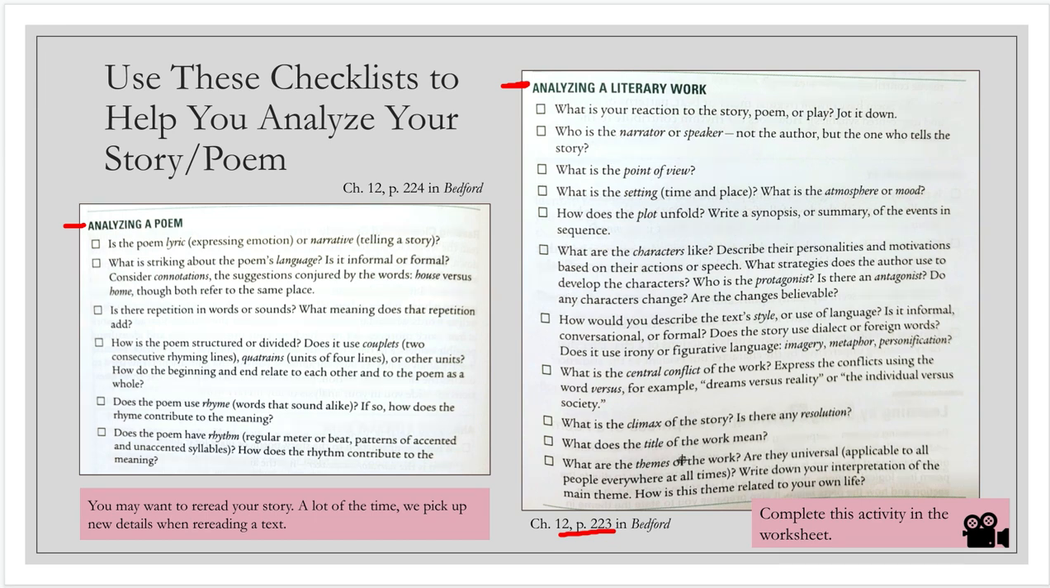So what I would like you to do is in the worksheet, answer 3 of these questions. And you can choose any 3, whichever 3 you think relate the most to your thesis. Choose those and answer those in the worksheet. And when you're done, come back.